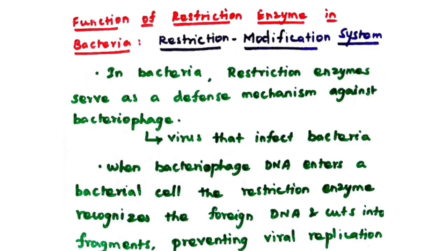We have already seen that we isolate this restriction enzyme from bacteria. So what is the function of this restriction enzyme in bacteria? In bacteria this restriction enzyme serves as a defense mechanism against bacteriophage. So bacteria produce this enzyme to kill foreign invaders, bacteriophages. Bacteriophages are viruses that infect bacteria.